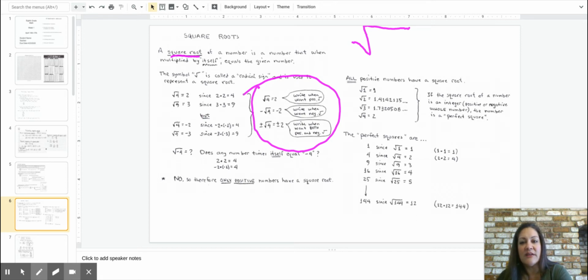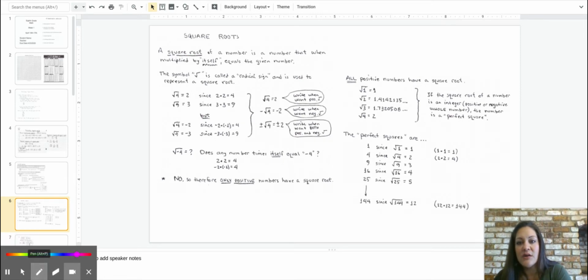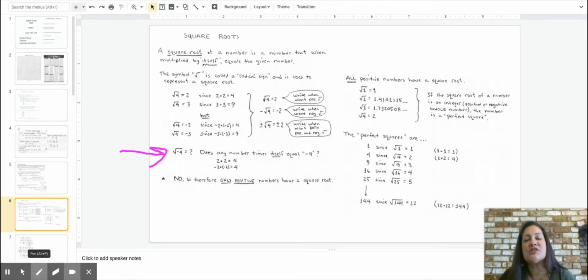Let's see here. This one down here. Oh, this is big. I'll call your attention right here. Can we do the square root of a negative number? So does any number times itself equal negative 4? Well, it can't. So if we did 2 times 2 equals 4, or negative 2 times negative 2 equals 4, therefore, only positive numbers have a square root because it's times itself. It cannot change itself or its symbol to be multiplied for a square root.